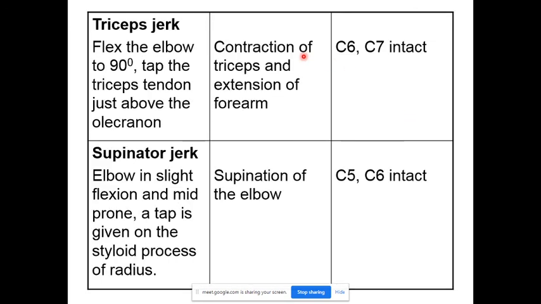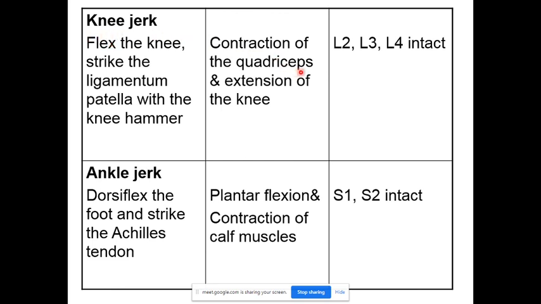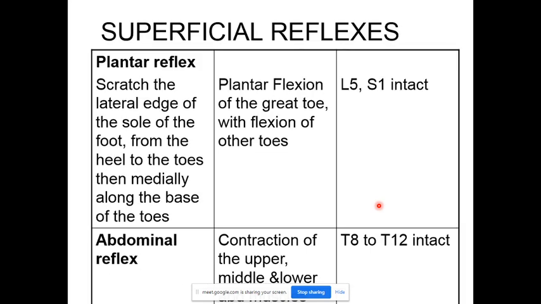Same thing for everything. Triceps jerk, your observation, your report. Supinator jerk, observation, report. Knee jerk, observation, report. Ankle jerk, observation, report. So those are the deep tendon reflexes. Superficial reflexes, only two we are doing, plantar reflex and abdominal reflex. In plantar reflex, you saw the plantar flexion of the great toe with flexion of all the other toes, root value normal. Abdominal reflex, you will see the contraction of the abdominal muscle, and that is intact.